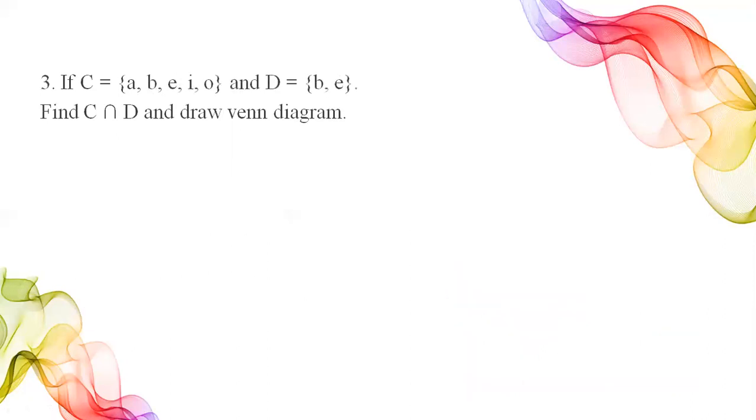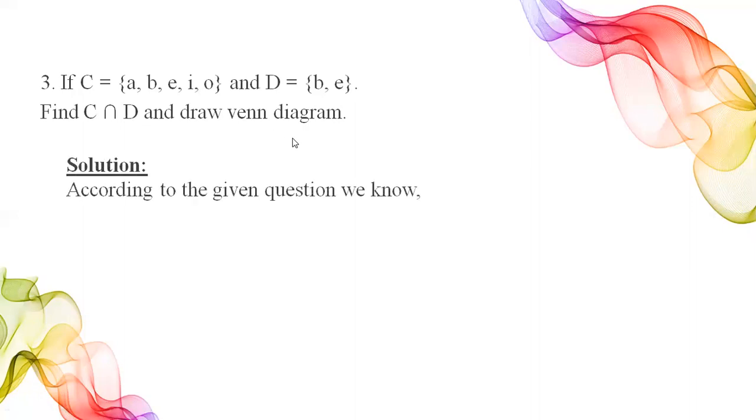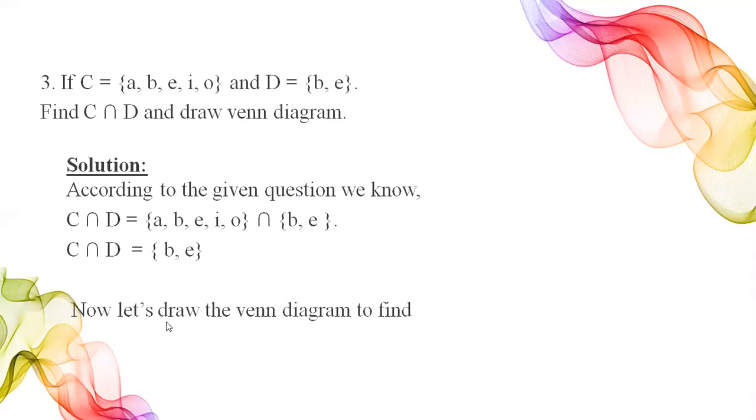Okay, this is the last example of today's class, which represents C intersection D. C is A, B, E, I, O, and set D contains B and E. So we need to find C intersection D and draw the Venn diagram. According to the solution, as usual, we will write down set C, intersection, set D. The answer is B and E, because these are the two elements which are present in both the sets.